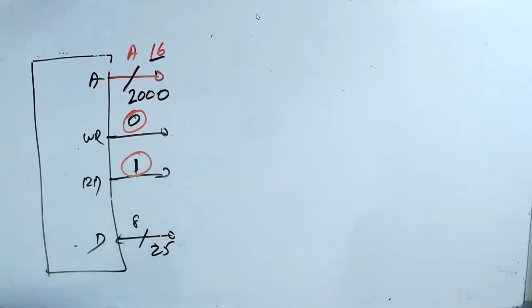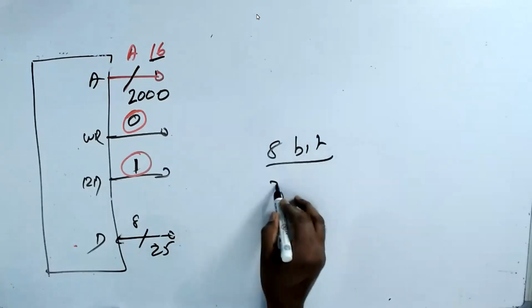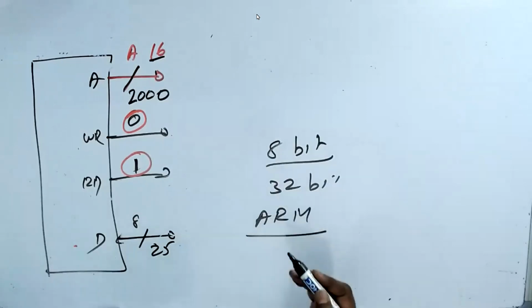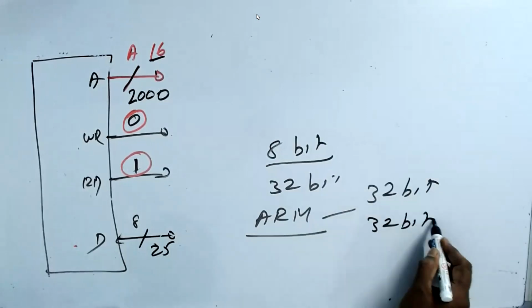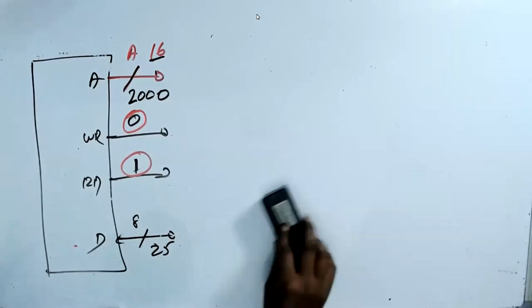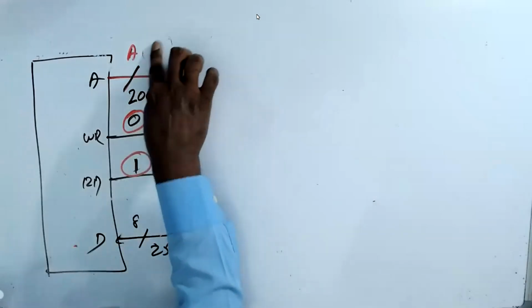Initially you'll start practicing with 8-bit. Then we move to 32-bit. All the ARM microprocessors are 32-bit address and 32-bit data. You'll be surprised. Slowly we will move to that, so don't worry about the address.